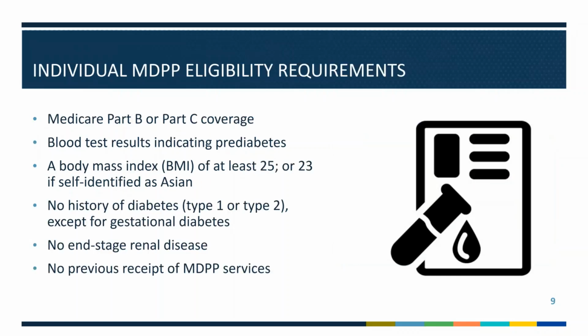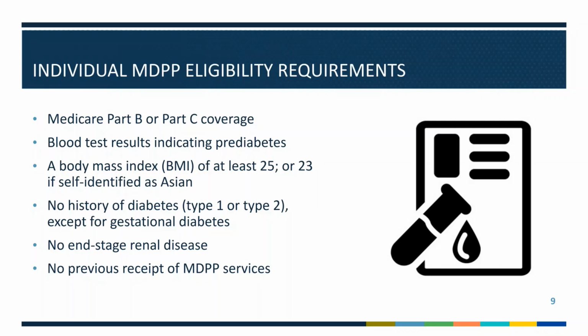To be eligible for the MDPP, an individual must have all the following: Medicare Part B coverage through Original Medicare, which is fee-for-service, or Medicare Part C coverage, Medicare Advantage; a result that indicates pre-diabetes from one of 3 blood tests, HbA1c, fasting glucose, or oral glucose tolerance test, within 1 year before the first core session; a body mass index, or BMI, of at least 25.